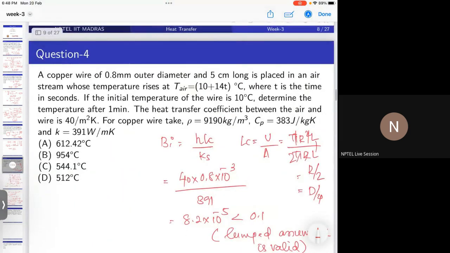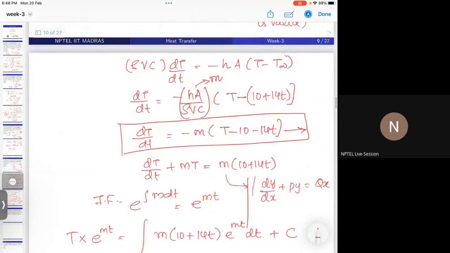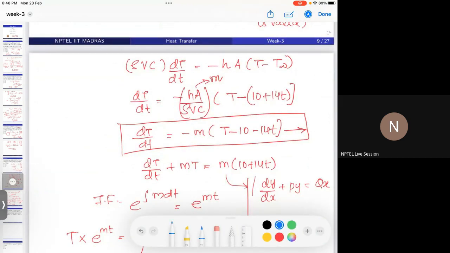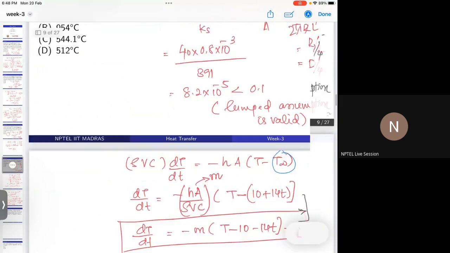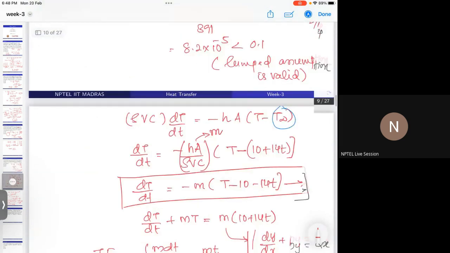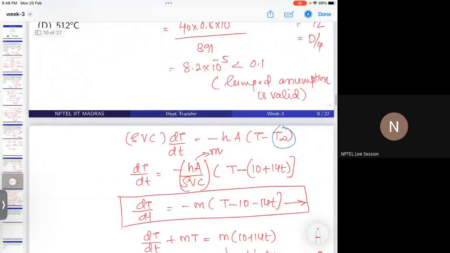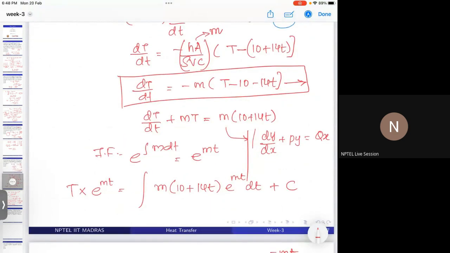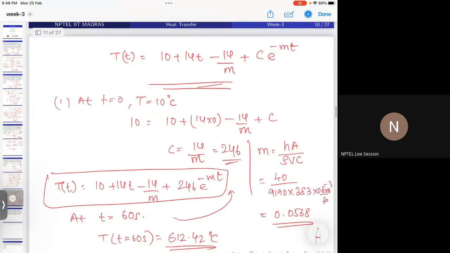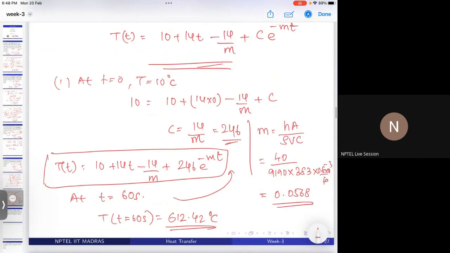I hope you understand this, because the only difference is that now T infinity, which was constant earlier, is a function of time now. So the governing equation changed, so the differential equation also changed, and we have to solve that differential equation. That's the only task in this question. So I hope you understood this.